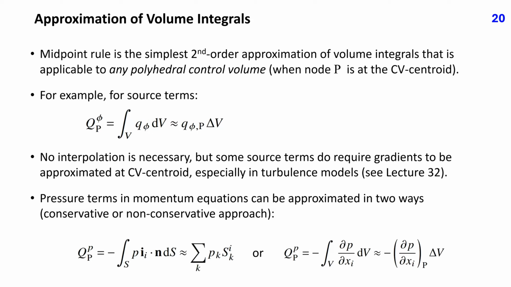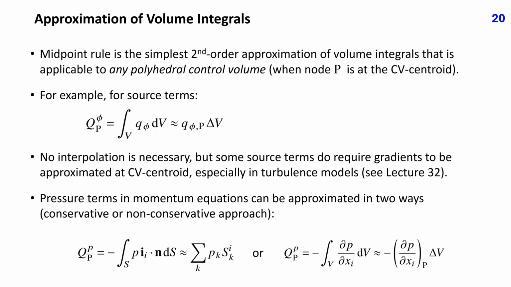Pressure terms in momentum equations can be approximated in two ways, using a conservative or a non-conservative approach. In the former, pressure forces at cell faces are computed in the same way as convection fluxes. In the latter, the pressure gradient is treated as a volumetric force and is integrated over the cell volume. Note that if the gradient is approximated using Gauss theorem, the two approaches become equivalent. See slide 17.